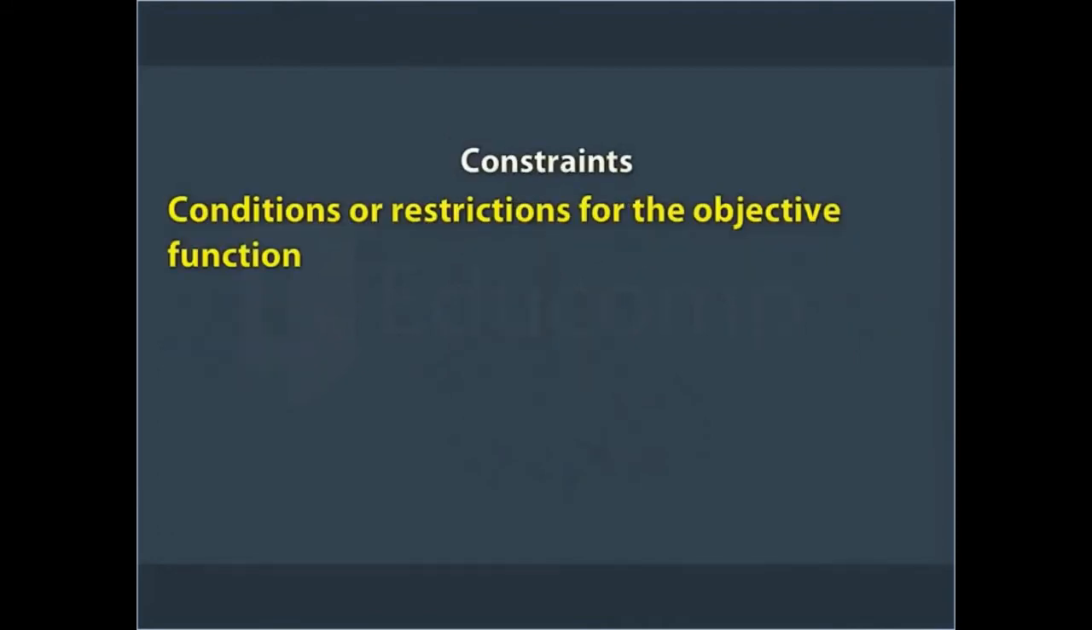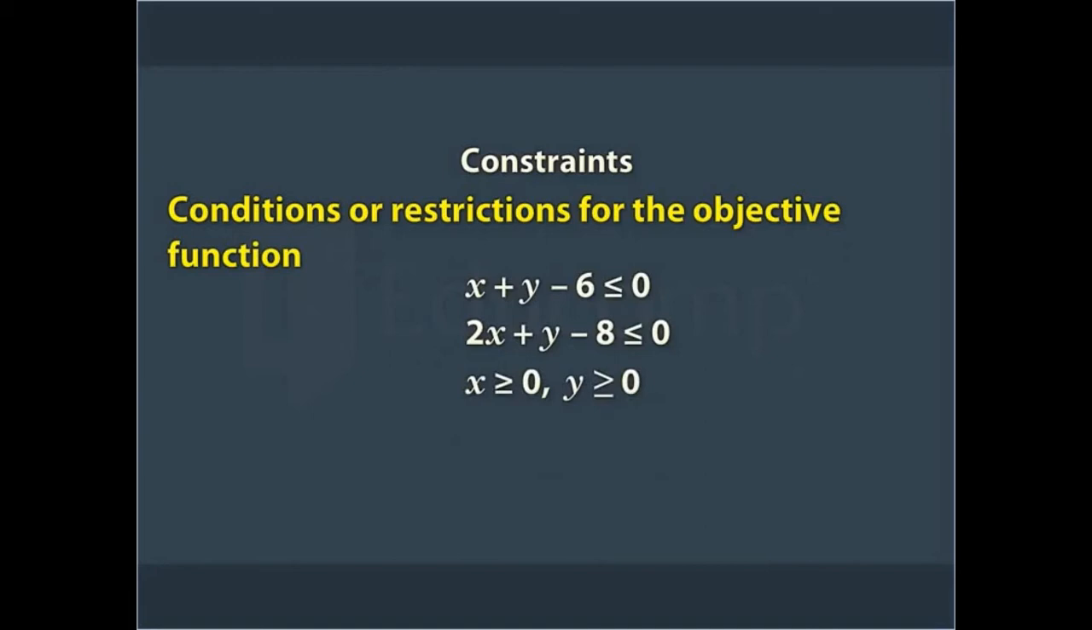Constraints. The linear inequalities or restrictions on the variables of a linear programming problem are constraints. In the given example, x plus y minus 6 is less or equal to 0, 2x plus y minus 8 is less or equal to 0, x is greater than 0 and y is greater than 0 are the constraints.